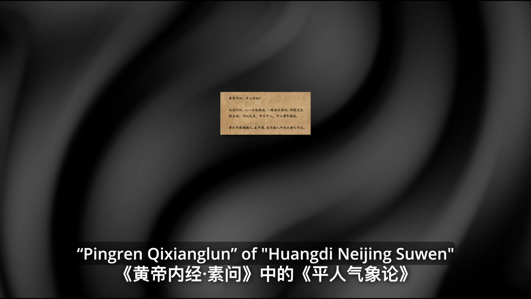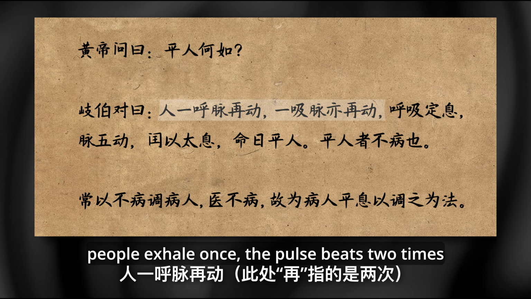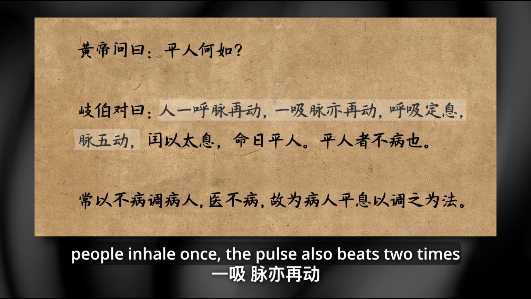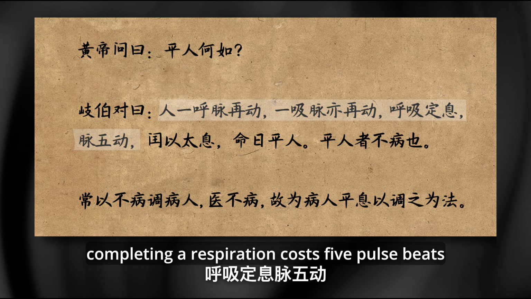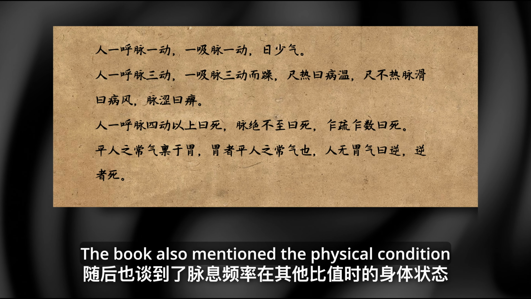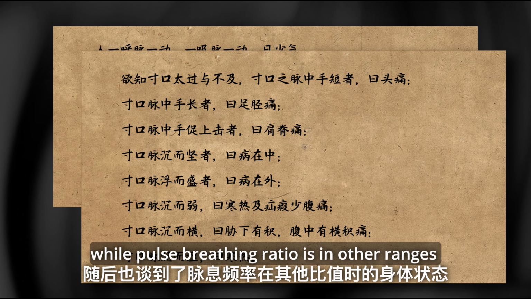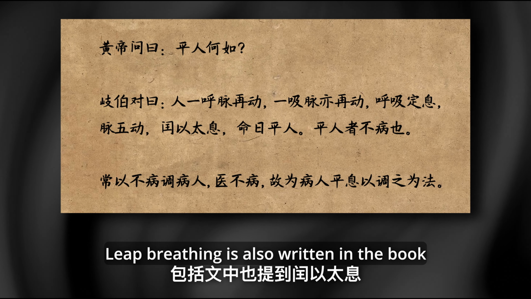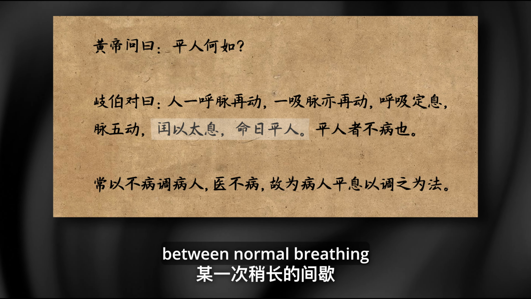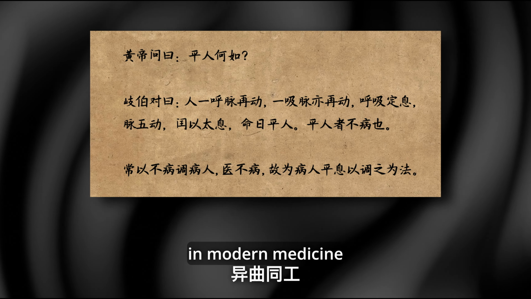The chapter Pingren Qixiang Lun of Huangdi Neijing Suwen talked about how when people exhale once, the pulse beats 2 times. People inhale once, the pulse also beats 2 times. Completing a respiration costs 5 pulse beats, which is the prototype of the early pulse-breathing ratio concept. The book also mentioned the physical condition when the pulse-breathing ratio is in other ranges, and provided further guidance. Leap breathing is also written in the book, which means a slightly longer interval often occurs between normal breathing. This is consistent with the normal pulse and respiratory rate data in modern medicine.